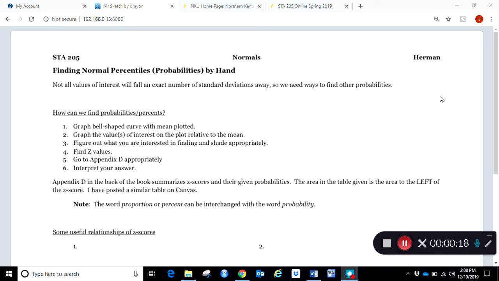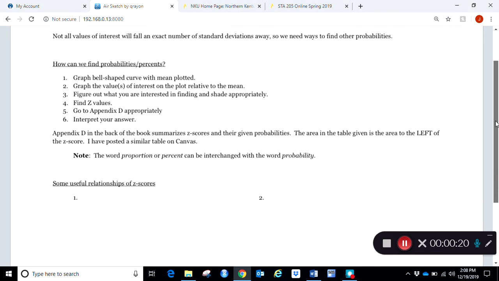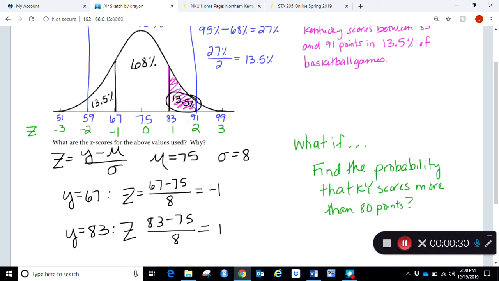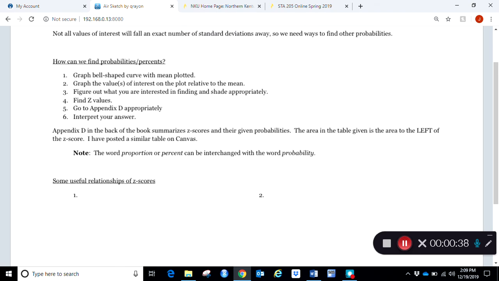So as you can see from previous videos, we like to draw the picture quite a bit. Whenever we're asked to find any probability, we're going to start by graphing the curve and putting the mean in our scale on that. What I mean by that is, like in our previous examples, we put the mean on there and we went out that increment of 8 as our standard deviation.